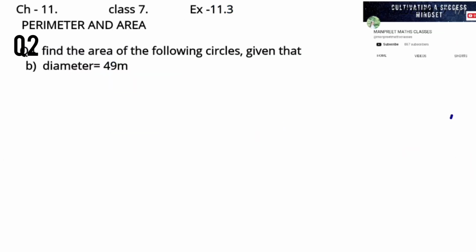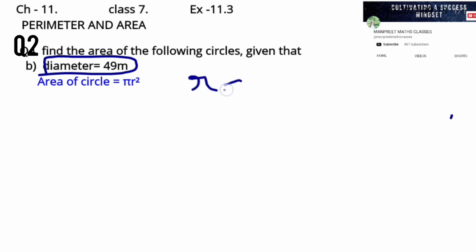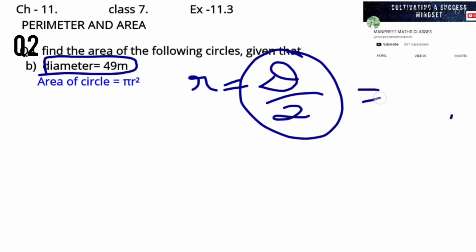In the second part, diameter is given and we need to calculate the area. What is the formula of area? Pi r square. Here area of circle is equal to pi r square, but in our question diameter is given. So the first step will be finding the radius. What is radius? Radius is half of diameter. So the value of radius that we'll use in this question is 49 upon 2. Now let's put the value in the given formula.